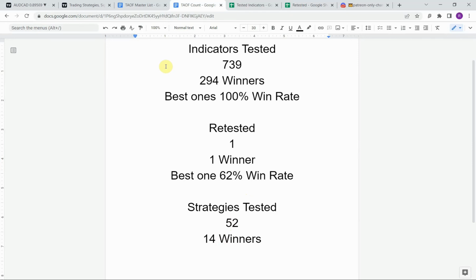Now you need to go back and watch those videos to understand the context of how they were able to achieve that. So go back and watch those videos and see what you can get out of those winning indicators. We've also retested one indicator at this point, and it was a winner, and it was able to achieve a 62% win rate. Now keep in mind that we test most of these strategies and indicators on the Forex market, but they can be applied to just about any market universally.